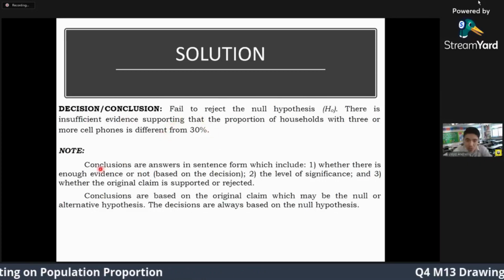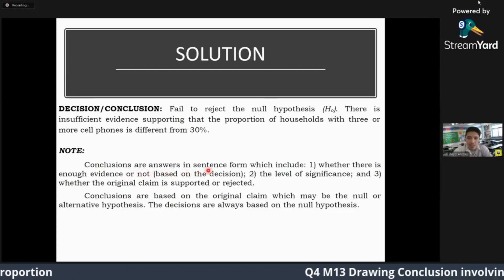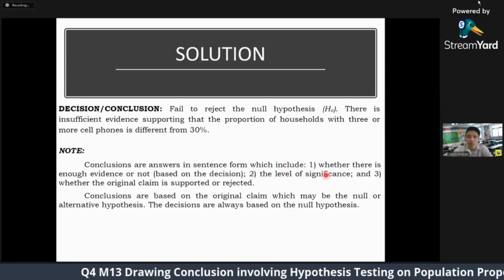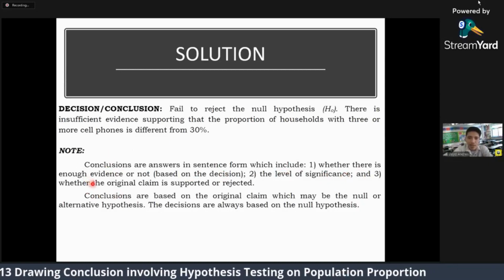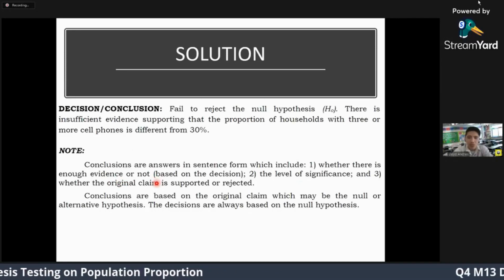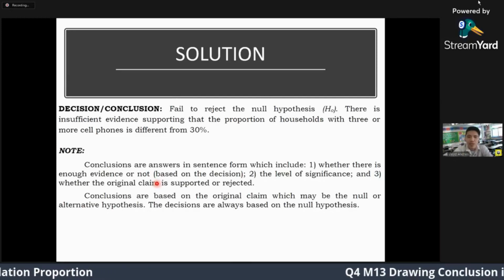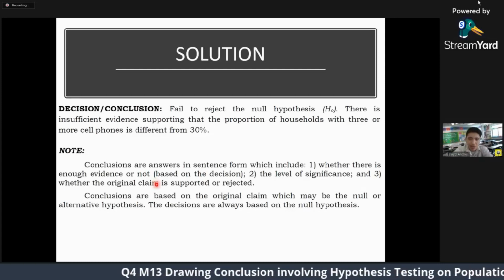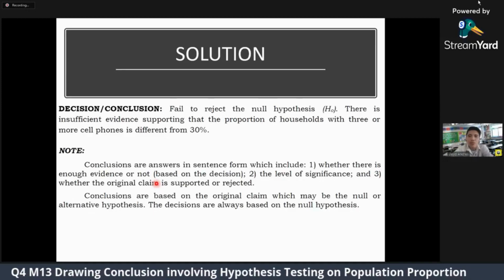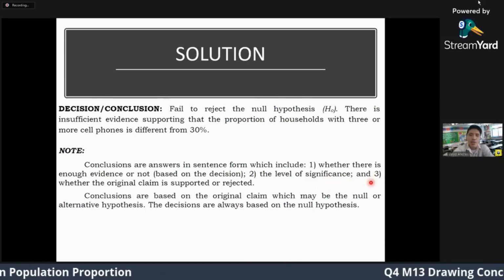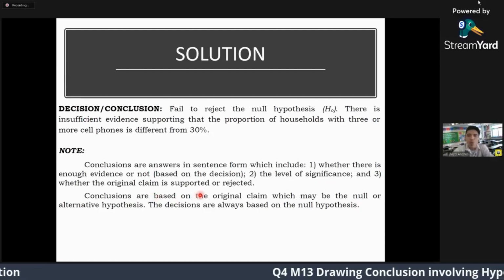So note, conclusions are answers in sentence form, which includes, dapat, whether there is enough evidence or not. So there is enough evidence or there is not enough evidence. Pwede po there is sufficient evidence or there is no sufficient evidence. So dapat na ato nga state na ato nga phrase sa imong conclusion. Tapos, the level of significance dapat nakasulat. At what level of significance? At alpha equals to 0.05. And lastly, whether the original claim is supported or rejected.